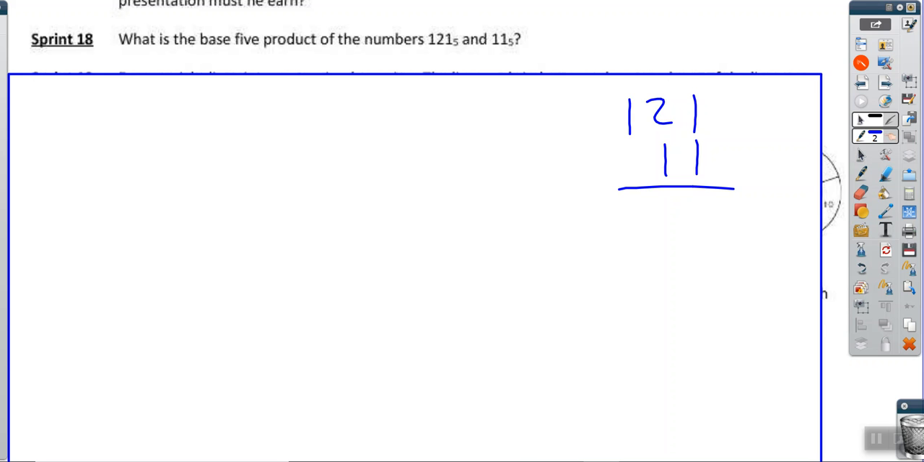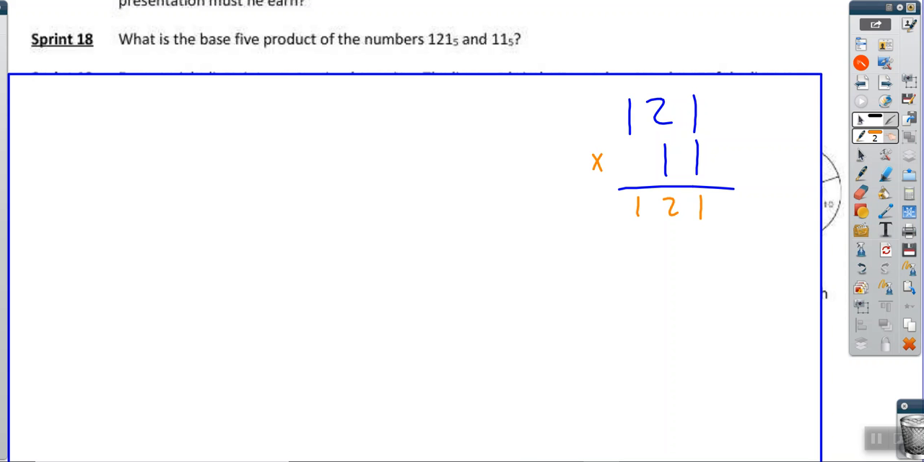But I'm noticing right now that we have 1s and 2s. I don't think we're going to get that situation. So I think we're just going to be able to multiply it straight and just be happy. All right, so we're now multiplying. 1 times 1 is 1. 1 times 2 is 2. 1 times 1 is 1.